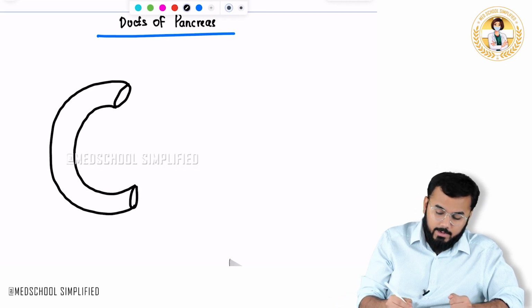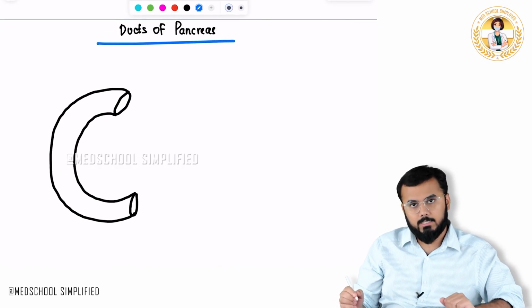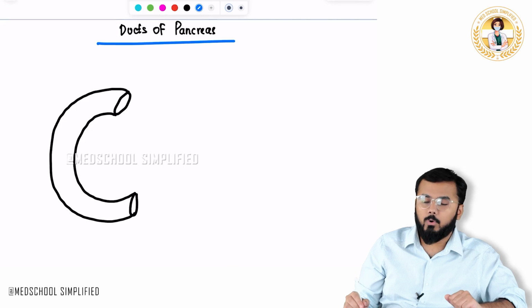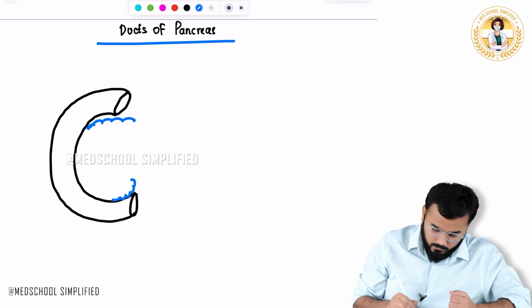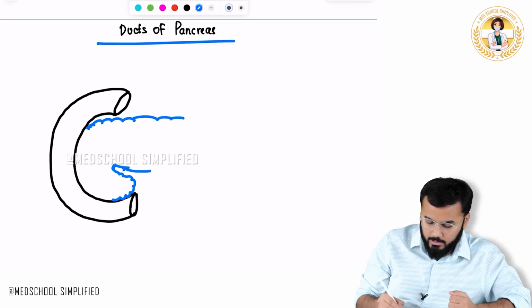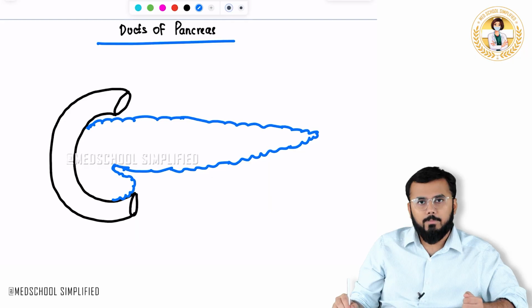Next important thing is that here you have got some very important ducts. What are those important ducts? First of all, you have to draw the pancreas. So this is the pancreas over here. This is the uncinate process of the pancreas.